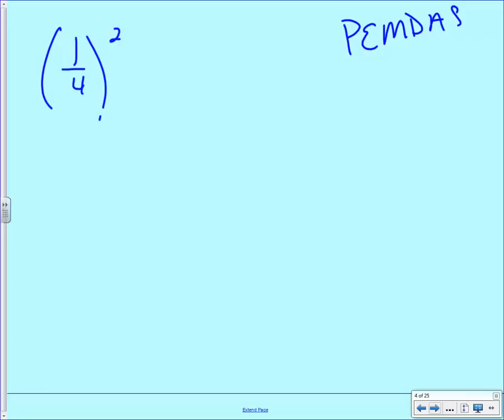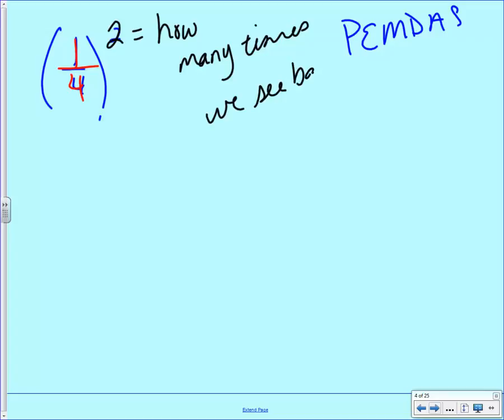And so remember what I told you is that the item or number that's inside the parentheses or that has the exponent attached to it is called our base. So the red 1/4 right there is your base, and the 2 is the exponent. And remember that all of our exponents here tell us how many times we see the base. And so since we see the base 2 times, that means I'm going to take my base, which is 1/4, and I should have it twice.